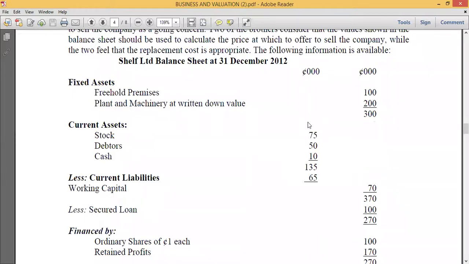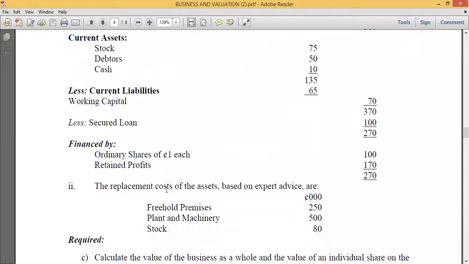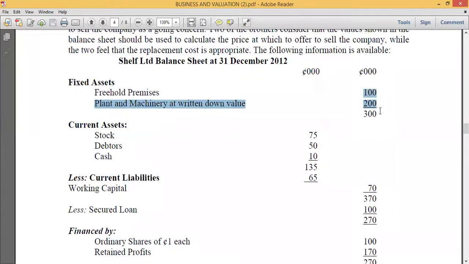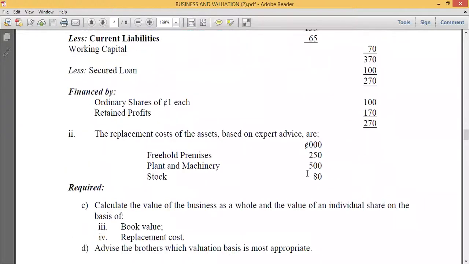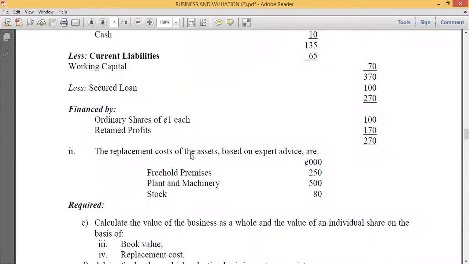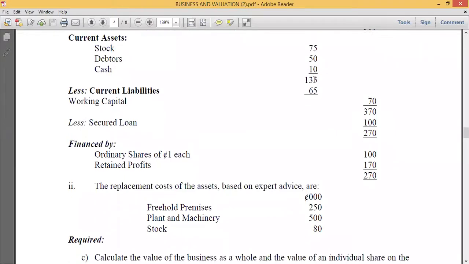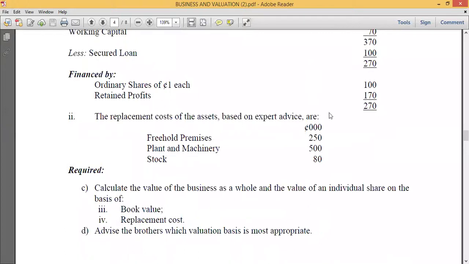Now, replacement cost model, what's the value given? The replacement cost of the asset based on expert advice is this. So instead of picking all these ones, we are going to pick the replacement cost. And don't forget that cash does not have a replacement cost. This 10 Ghana cedis does not have a replacement cost. If you have 1,000 Ghana cedis, you can't replace it by 1,200. Take note. So you add this one to this, and you get a total asset.